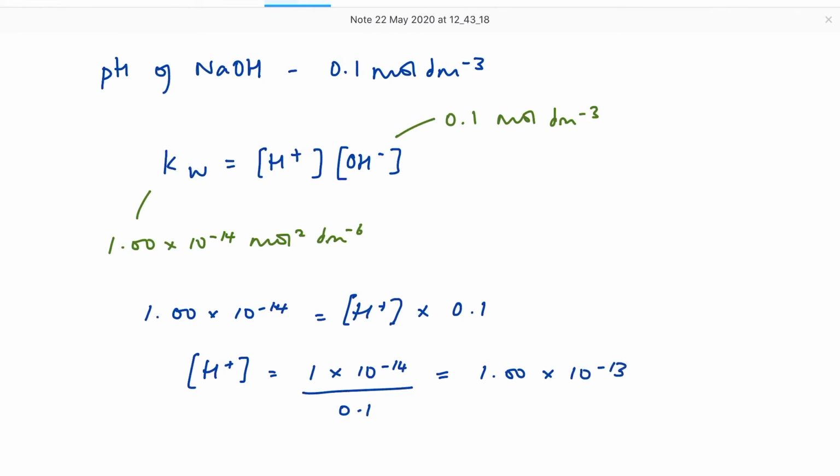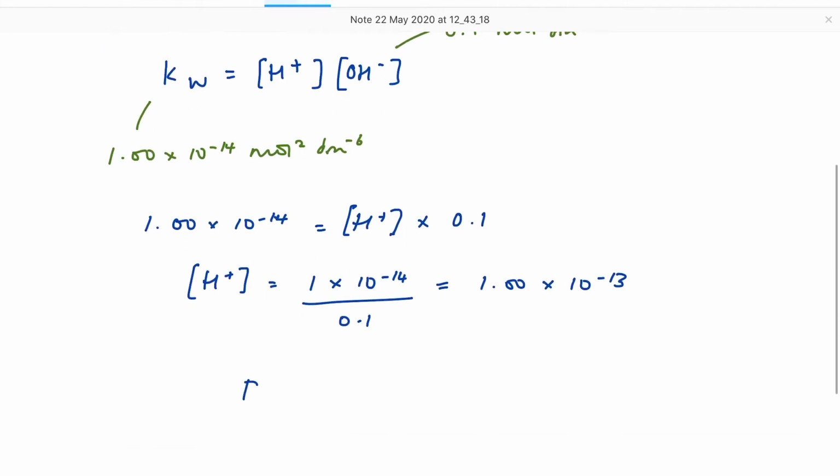We're expecting it to be an incredibly low number. Remember, we're dealing with alkalis here. And pH equals minus the log of the hydrogen ion concentration. When you plug that into your calculator, it comes out as 13, which is what we'd expect for a very strong alkali.